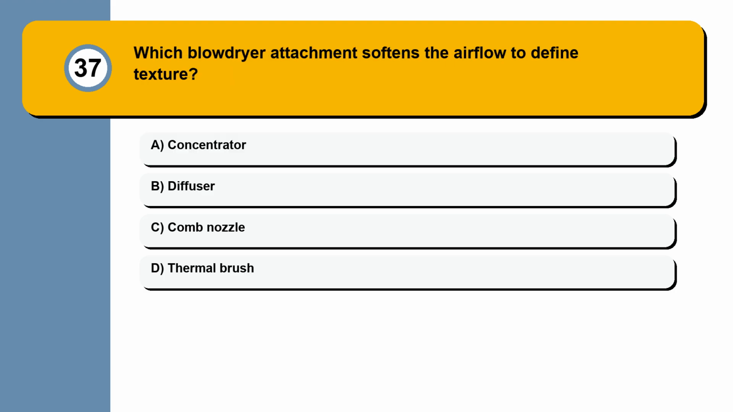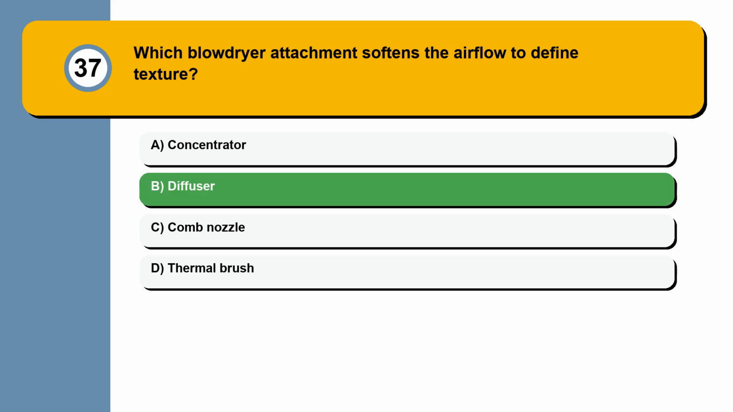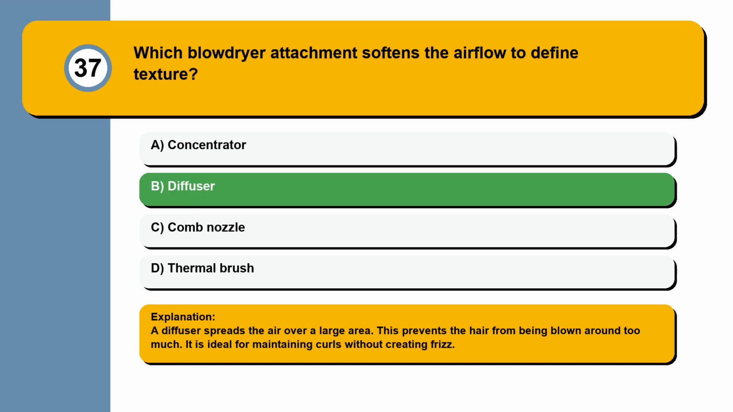Question 37. Which blow-dryer attachment softens the airflow to define texture? Concentrator, diffuser, comb nozzle, thermal brush. A diffuser spreads the air over a large area. This prevents the hair from being blown around too much. It is ideal for maintaining curls without creating frizz.